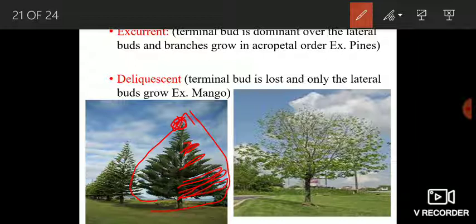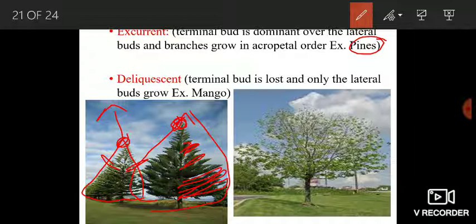I will repeat, excurrent type of habit is that type of habit in which the terminal bud is dominant over the lateral buds, and the branches grow in an acropetal order. Example is pines. Here you can see these are the pines. The terminal bud is growing continuously, it is dominant over the lateral branches. Lateral branches also do grow, but not that much as the terminal bud, and as such there is acropetal order in the branches.